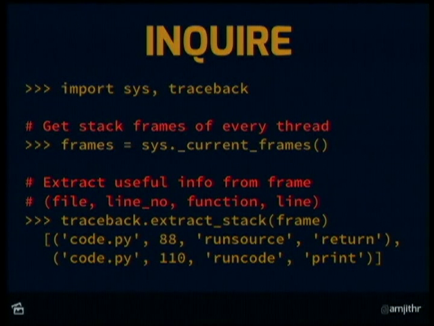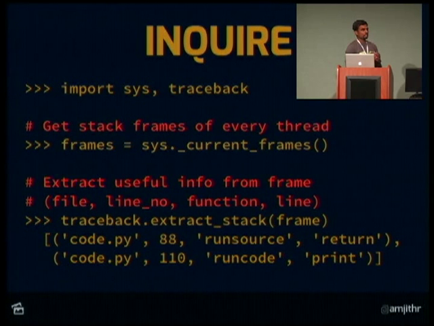sys.currentFrames will give you every single thread and the stack frame for every single one of them. It gives it to you in a dictionary where the key is the thread ID and the value is the frame object. Then you can convert the frame object by passing it into your traceback module, which gives you a tuple with file name, line number, function name, and the actual line of code that was getting executed. So that makes it really simple.